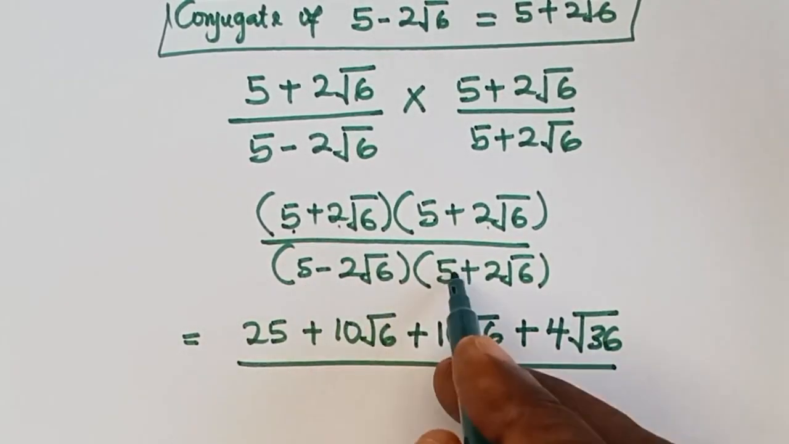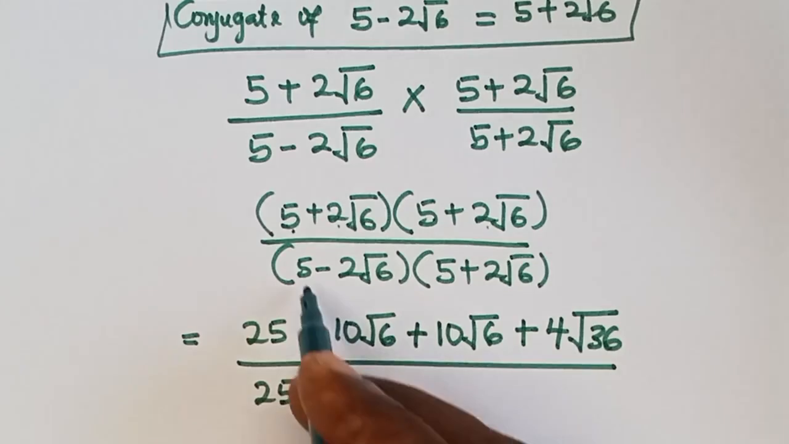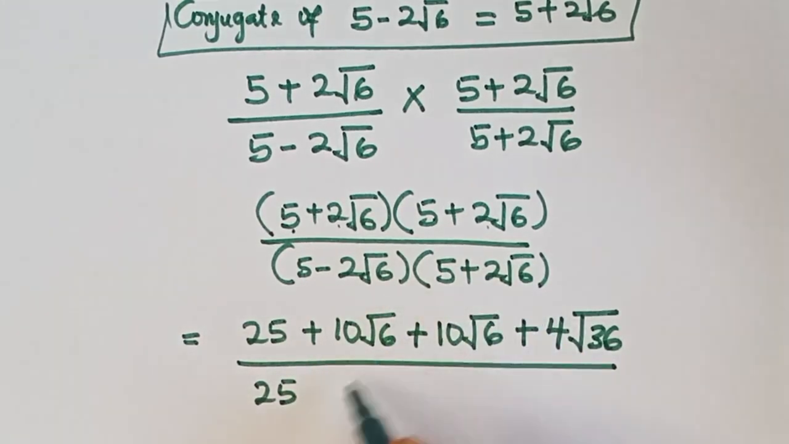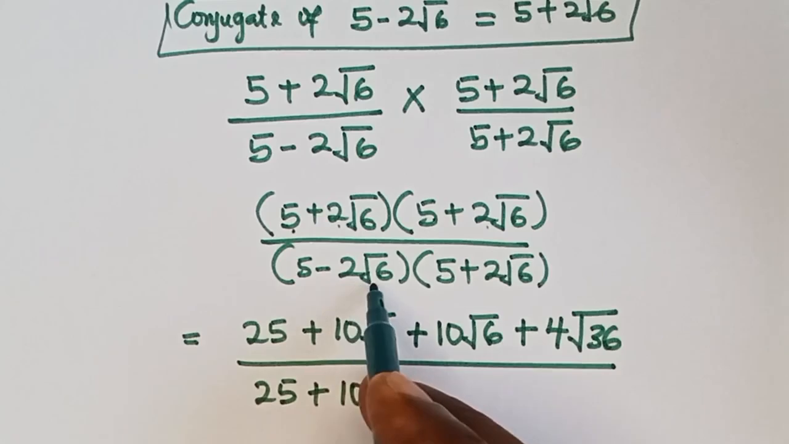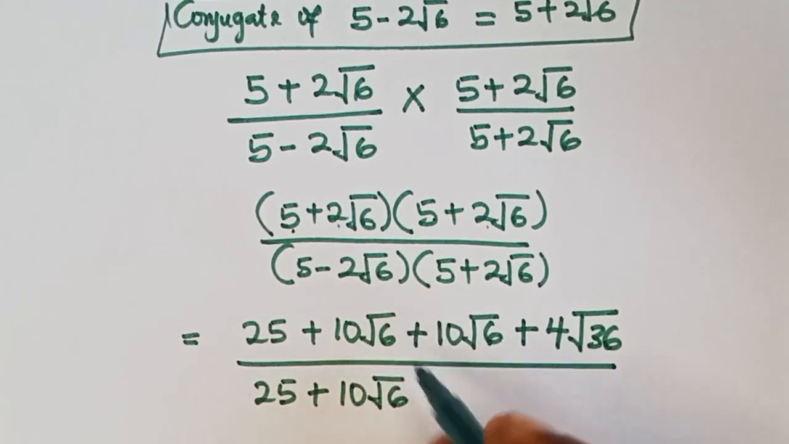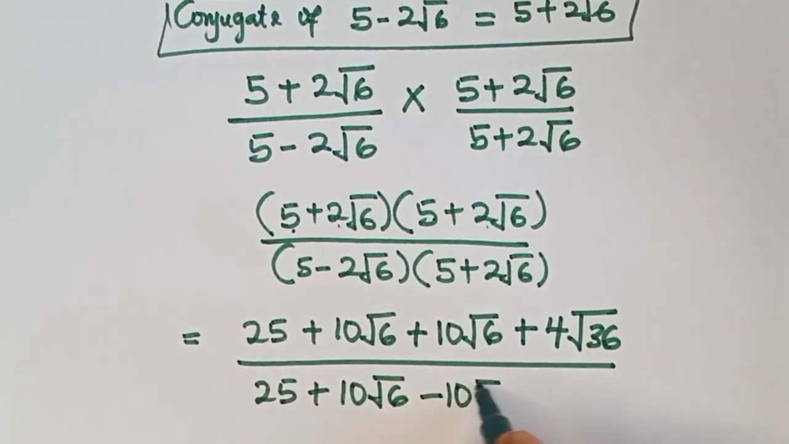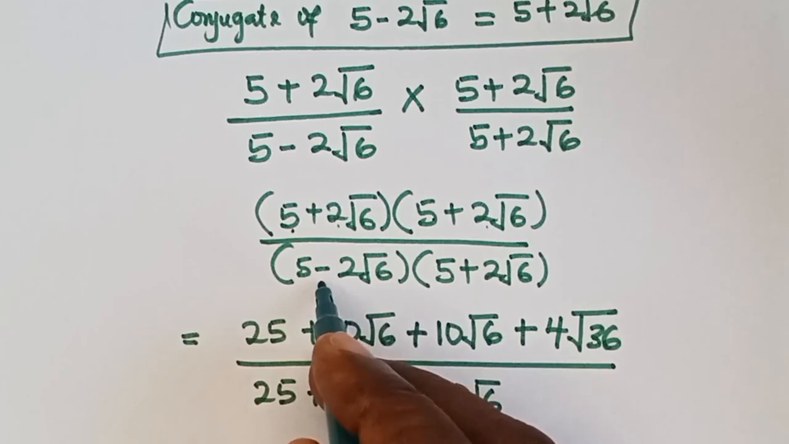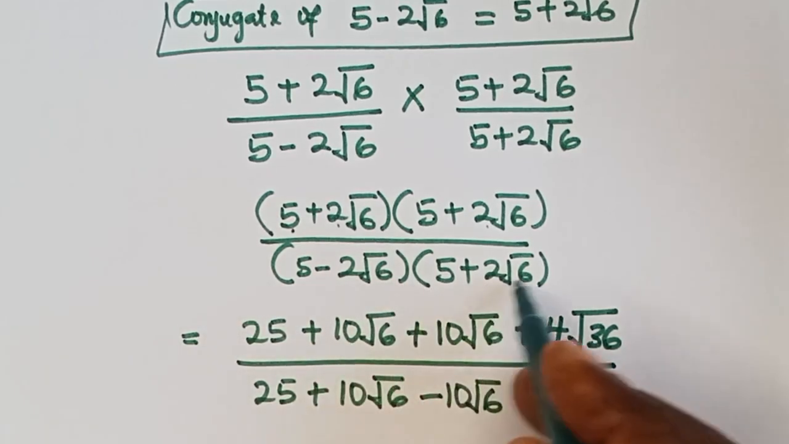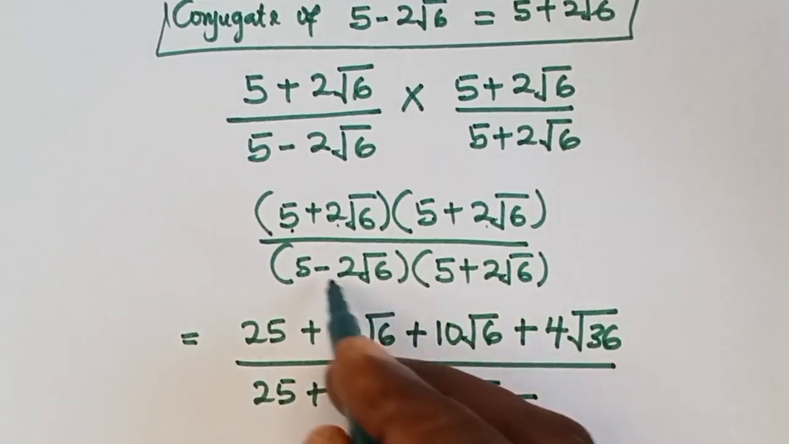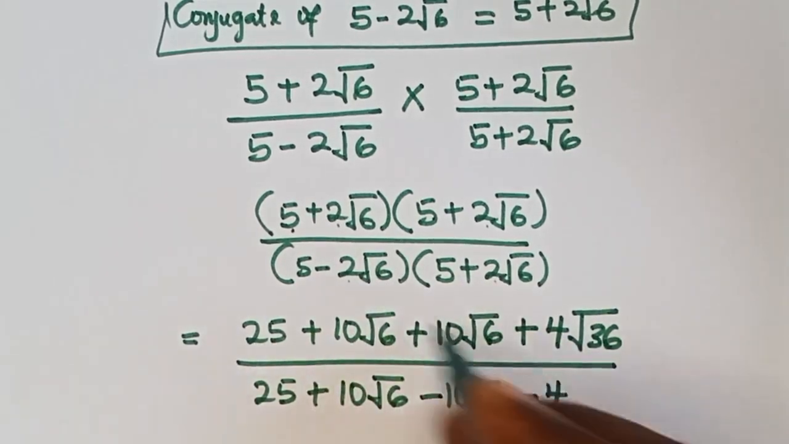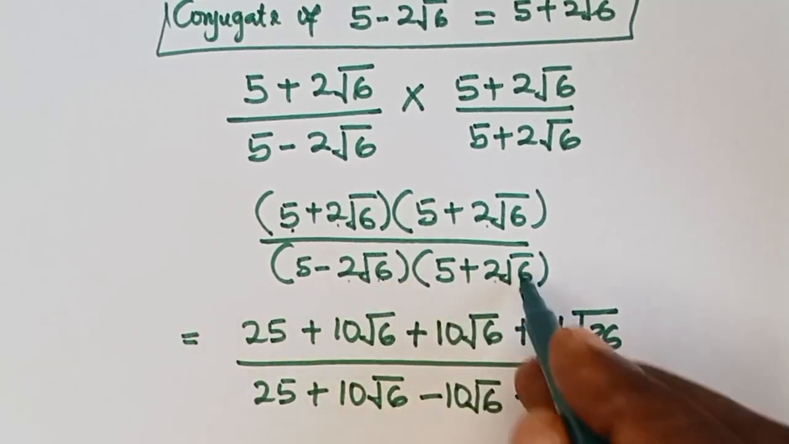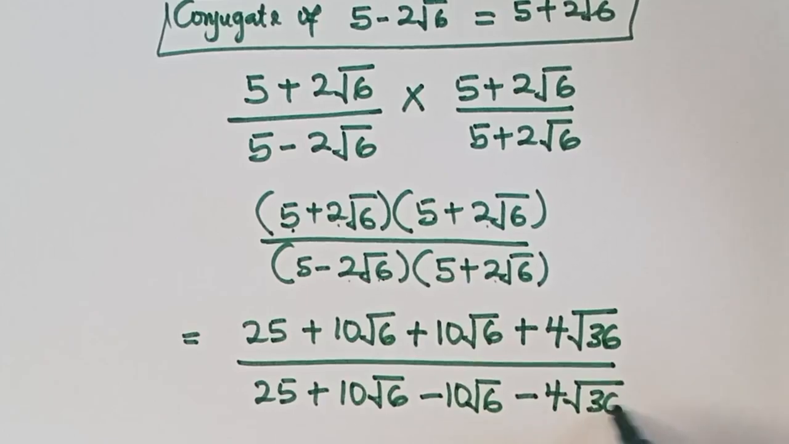Over, 5 times 5 is also 25. 5 times plus 2 root 6 will give us plus 10 root 6. Then minus 2 root 6 times 5 will give us minus 10 root 6. And minus 2 root 6 times plus 2 root 6 will give us minus, because plus times minus will give us minus. Then these 2 and these 2 is 4. Then root 6 and root 6 will give us root 36.